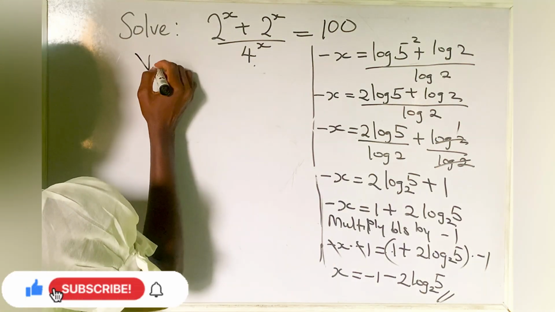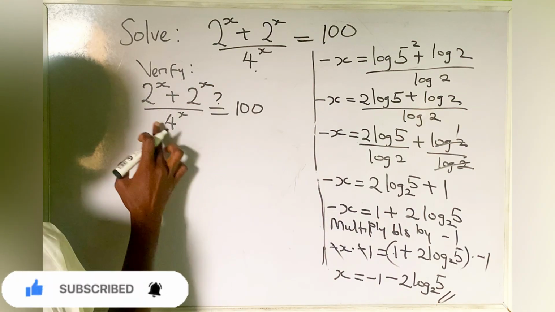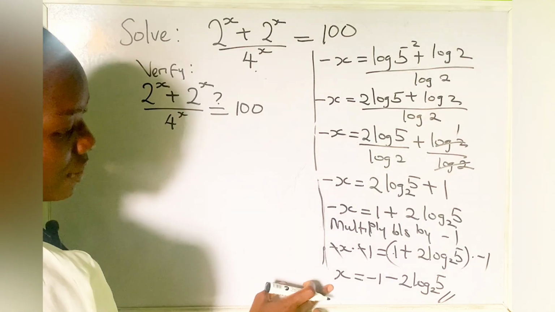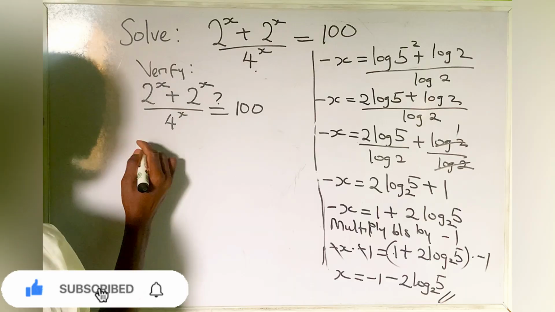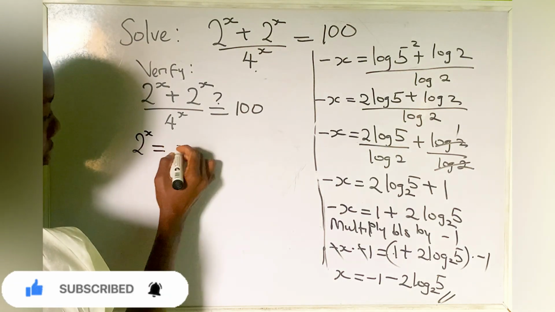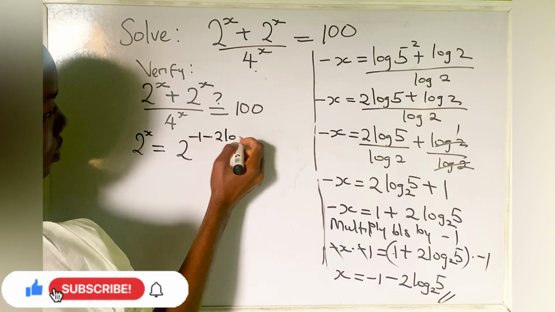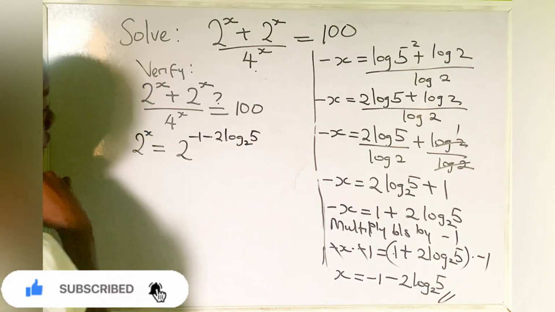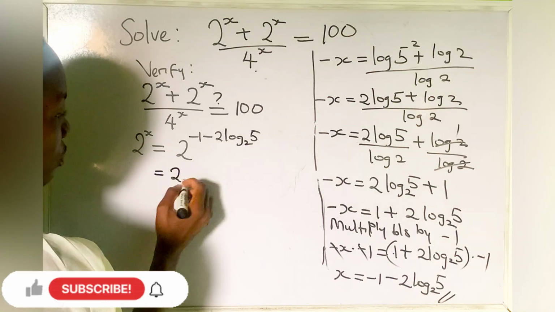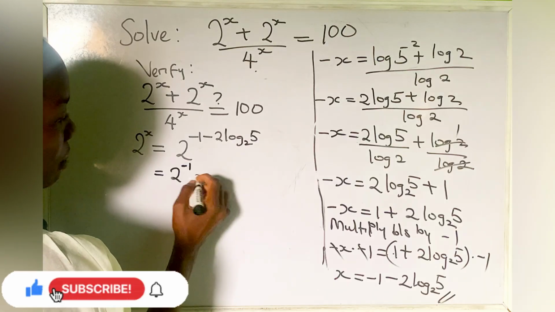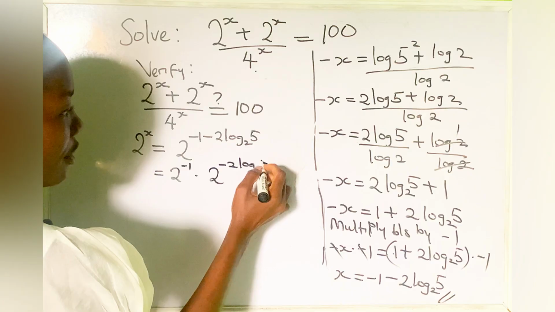To verify, 2 to the power of x plus 2 to the power of x over 4 to the power of x, is it equal to 100? And our value for x is equal to minus 1 minus 2 log 5 base 2. Let's deal with 2 to the power of x first. We said our x is equal to minus 1 minus 2 log 5 base 2. Okay, so now this is going to remain as 2 raised to the power of minus 1 multiplied by 2 raised to the power of minus 2 log 5 base 2.